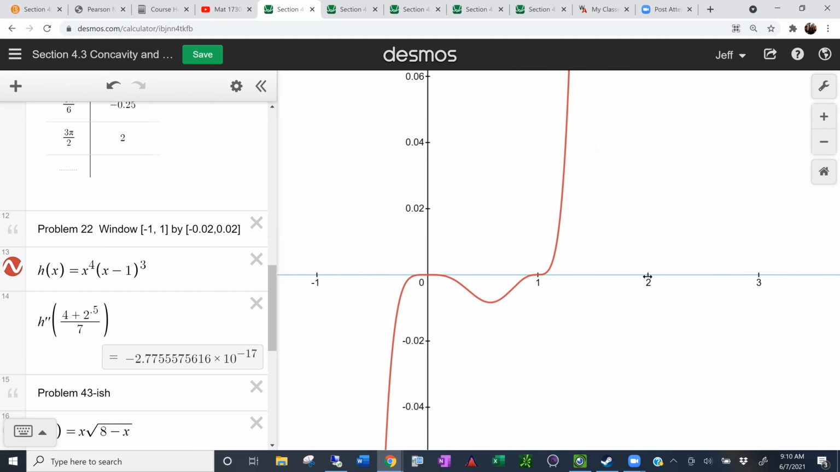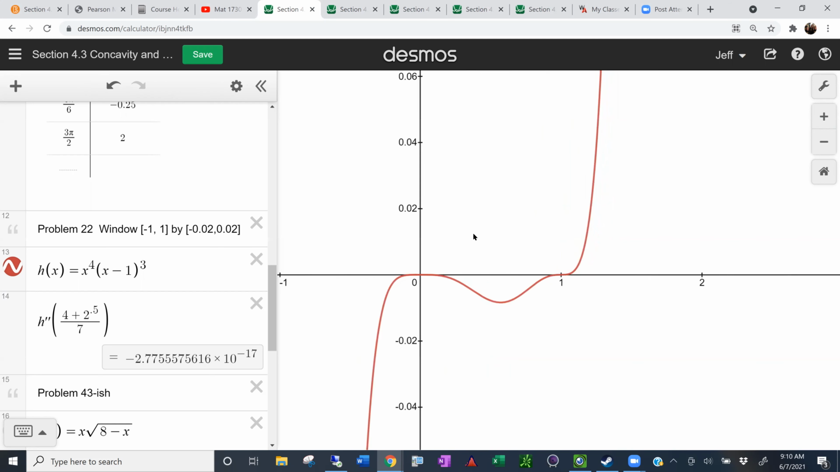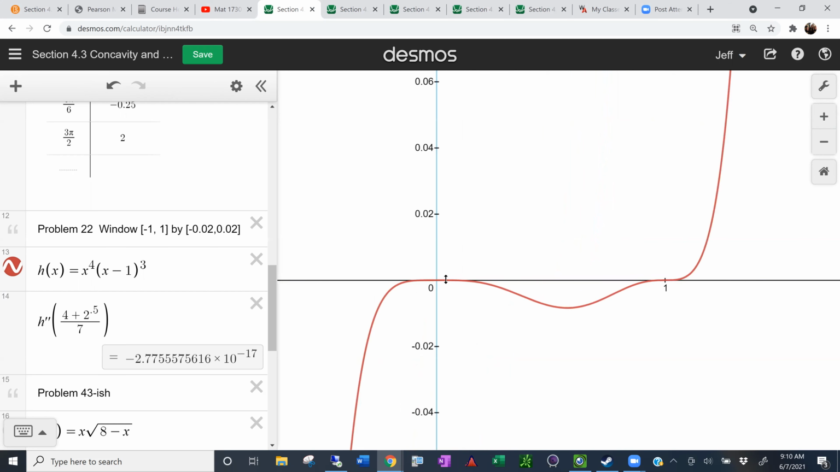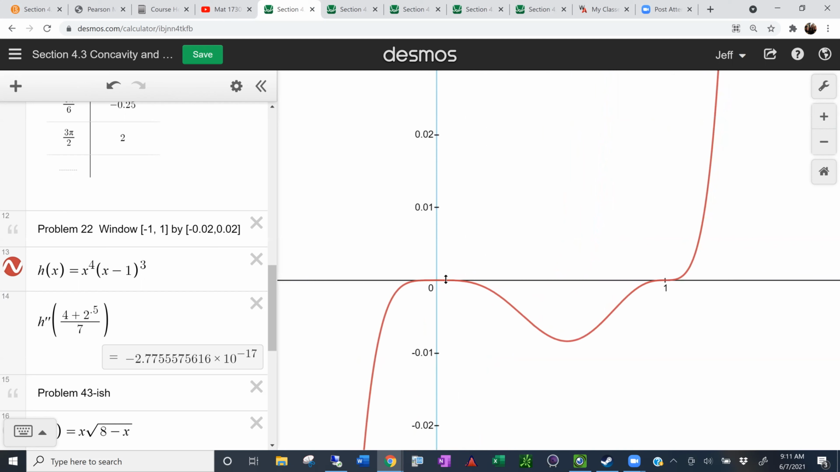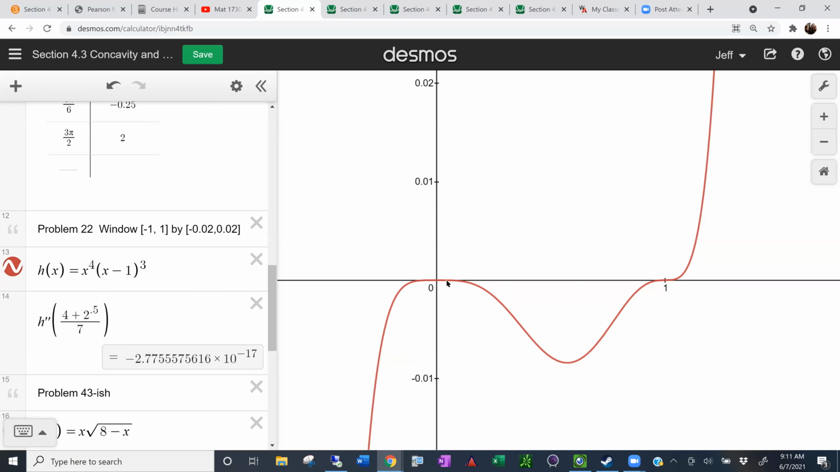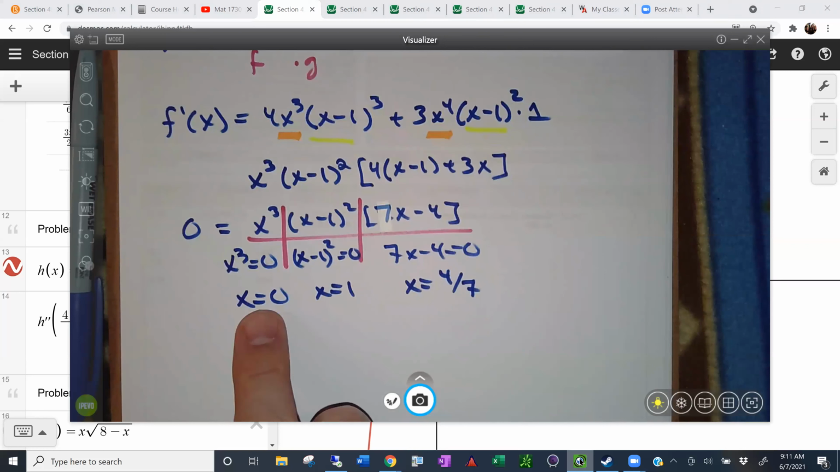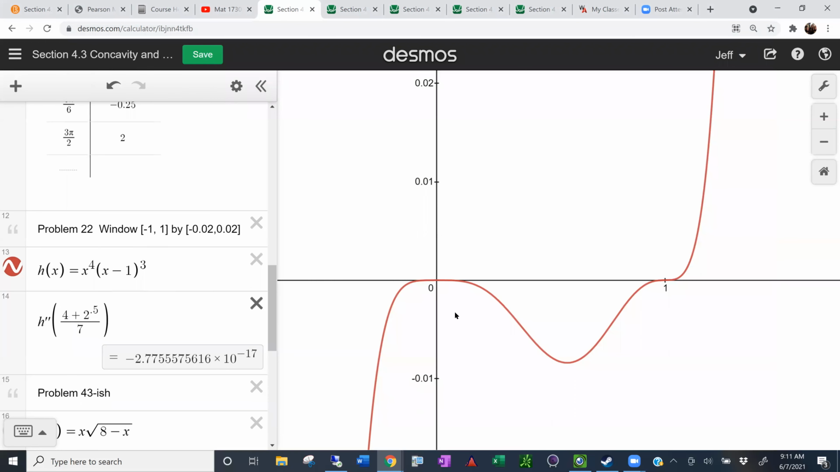Let's zoom in along the x-axis a little bit as well. It takes a lot of zooming in before you really see the shape of this function, right? And now we can start to make sense out of what we got. Let's look back here at what we got. We got 3 answers, 0, 1, and 4/7. So you should see either a min or a max at those points.